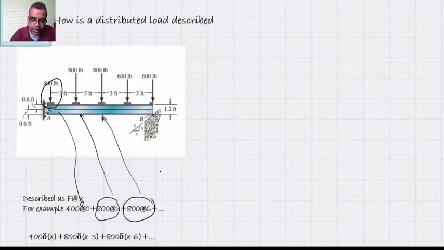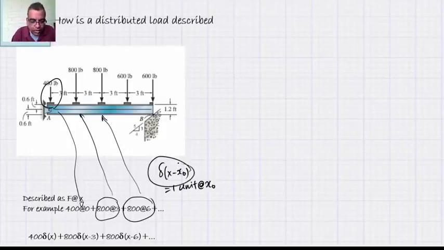So delta x minus x naught means 1 unit at x naught. That's the meaning of this Dirac delta. So now you have 400 units at x minus 0, which is written as delta x, 800 units at x minus 3, which is x equal to 3 is when the force is, and then 800 units at x equal to 6. This is not that important at this stage, but I'm just showing you that even concentrated loads, you can write it in some kind of a notation.